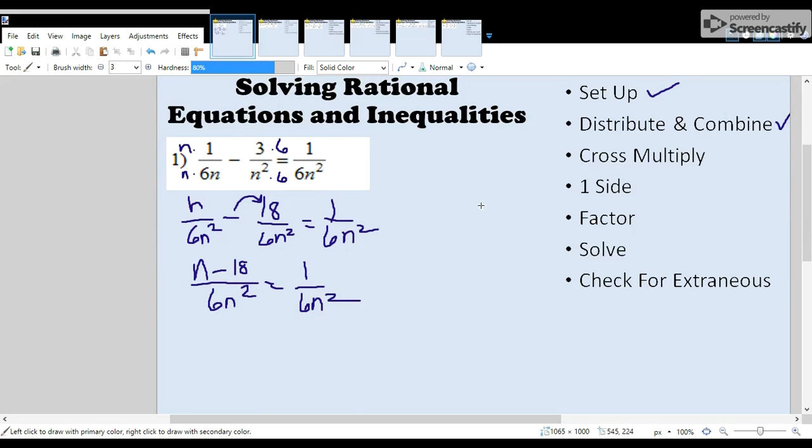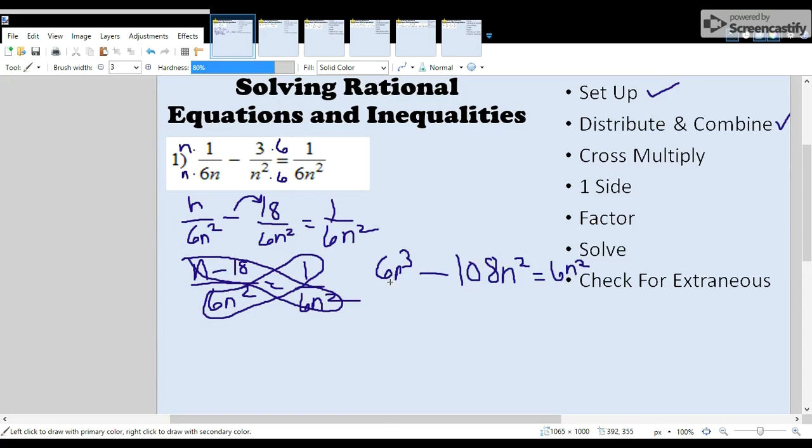Step 3, we're going to cross multiply. So once you multiply those, you should get this right here: 6n to the third power minus 108n to the second power equals 6n to the second power. Okay, step 3 is done.